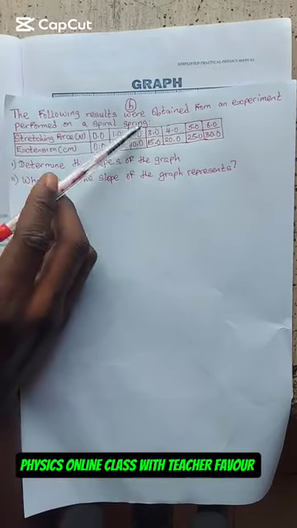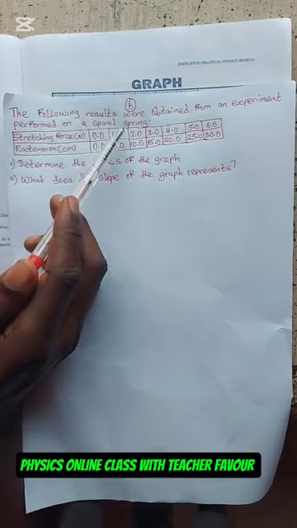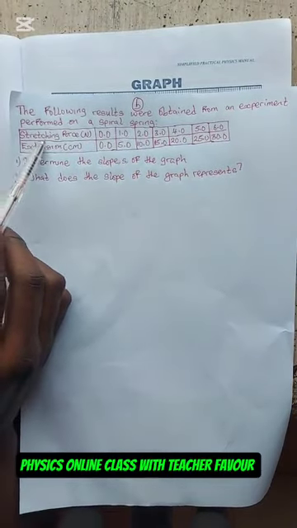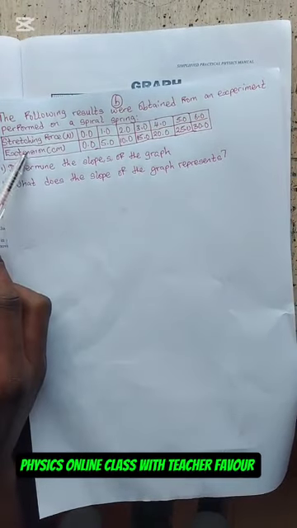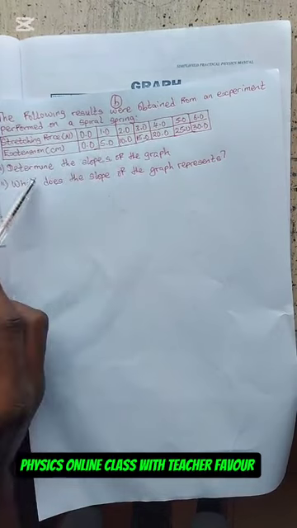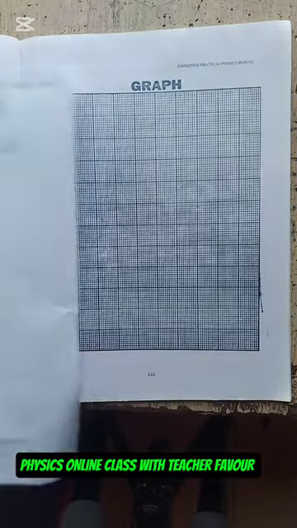The following results were obtained from an experiment performed on a spiral spring. We have the stretching force and the values are this. We have extension and the values are this. And we're asked to determine the slope. So to determine the slope, we first of all plot a graph of force against extension.